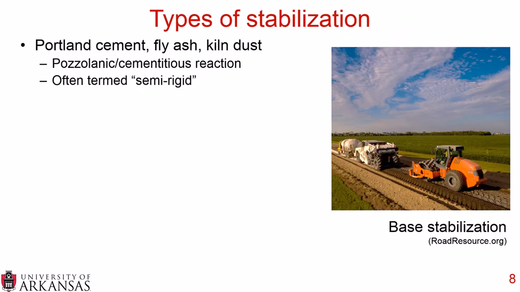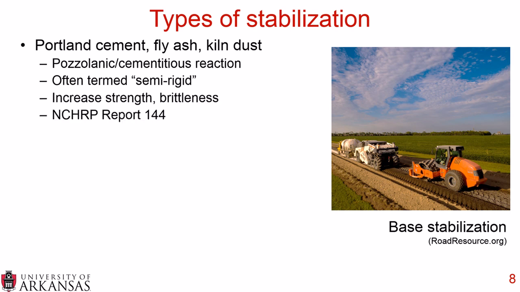Well, there are three different general types of stabilization methods. The first includes some sort of pozzolanic or cementitious material, which includes Portland cement, fly ash, and kiln dust. This is often termed a semi-rigid pavement. It increases the strength, but it also increases the brittleness, which is an issue. But this is a presentation on asphalt emulsion stabilization.